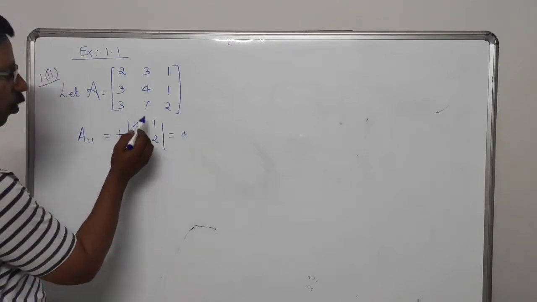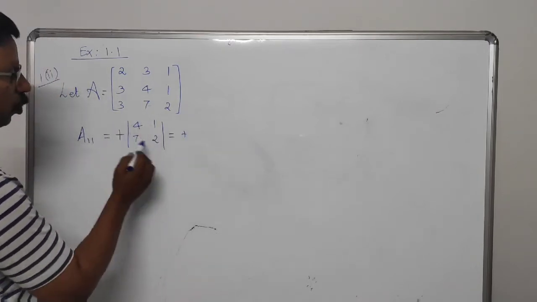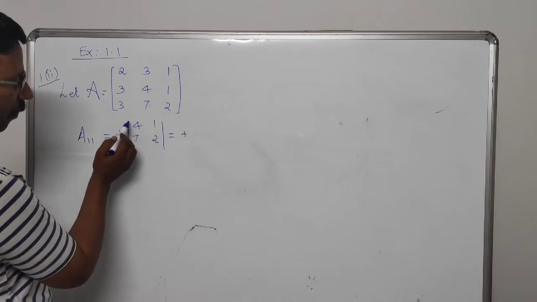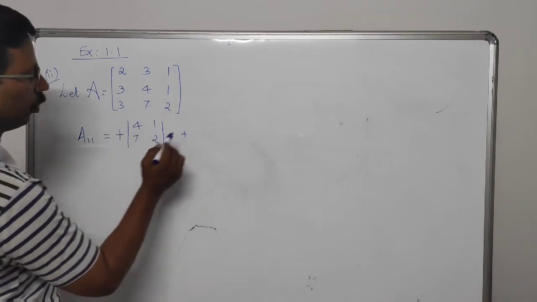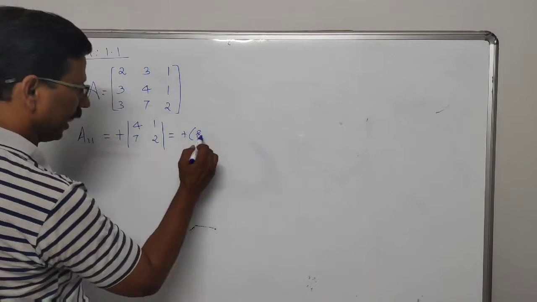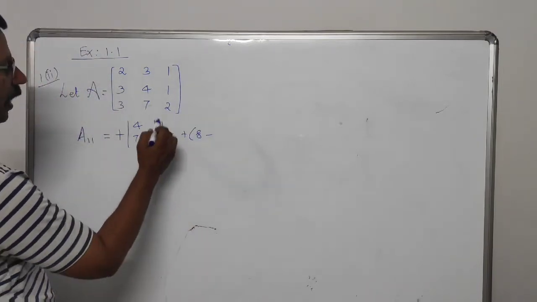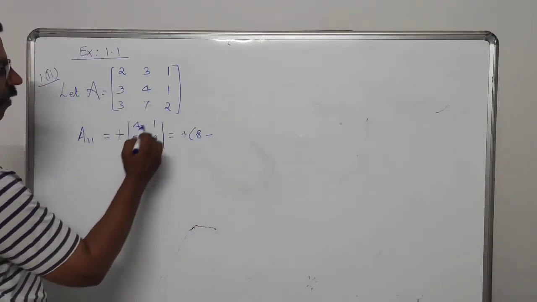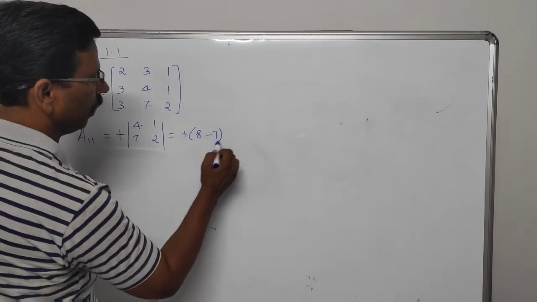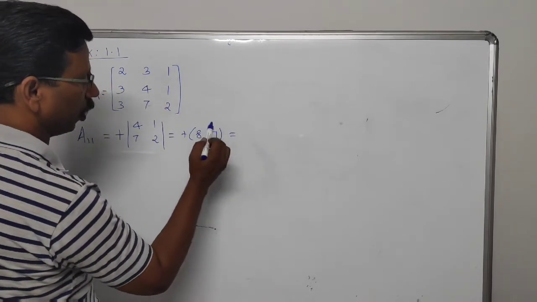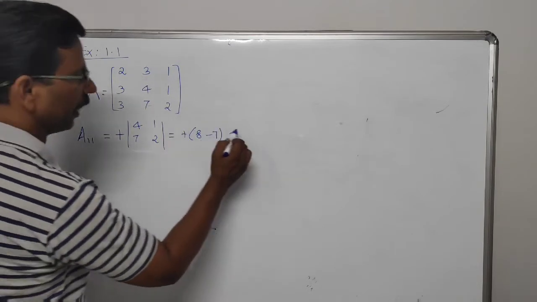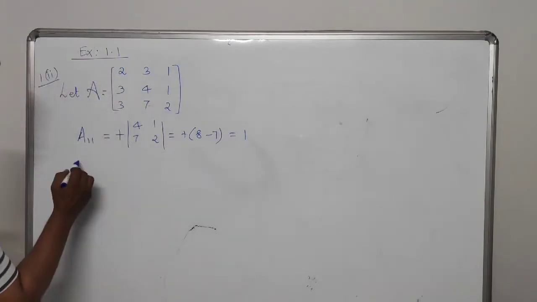Now, which is equal to plus of. You know very well how to find the value of this 2 by 2 minor. First, you have to find the product of the diagonal element. 4 2s are 8. Then minus product of the anti-diagonal element. 7 into 1 gives 7. This is equal to 8 minus 7 equal to 1. Since it has plus sign, you can get plus 1.